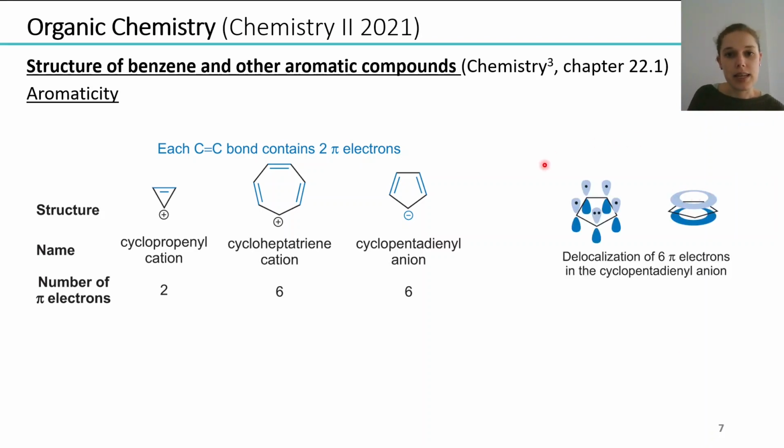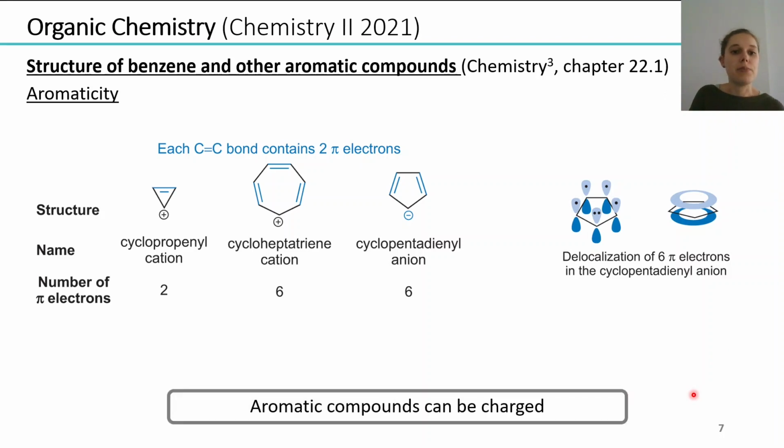Here we can see again how it looks. So we have the normal double bond here, and then these additional 2 electrons due to the negative charge, and then in total we will end up with a ring system above and below the plane. What we learn here is that aromatic compounds can also be charged.